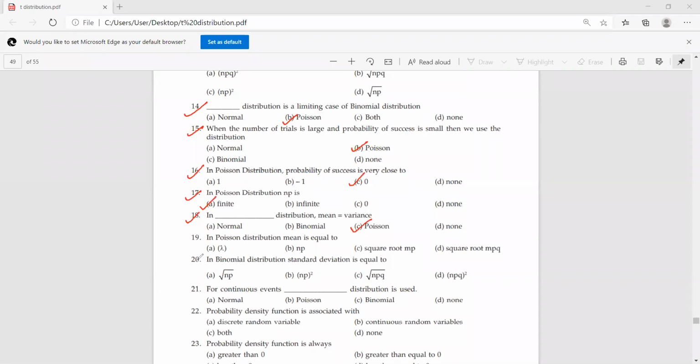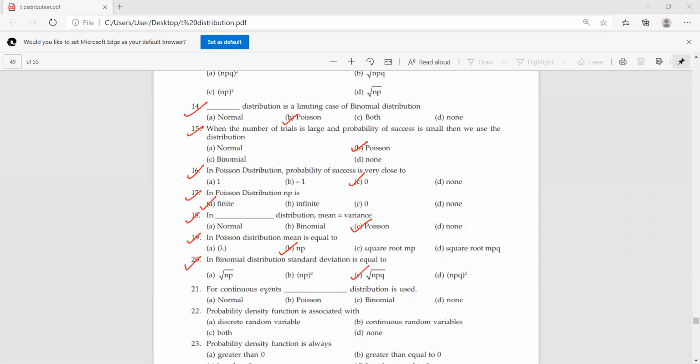In Poisson distribution, mean is equal to dash, NP. In binomial distribution, standard deviation is equal to dash. Everyone, it is root of NPQ.